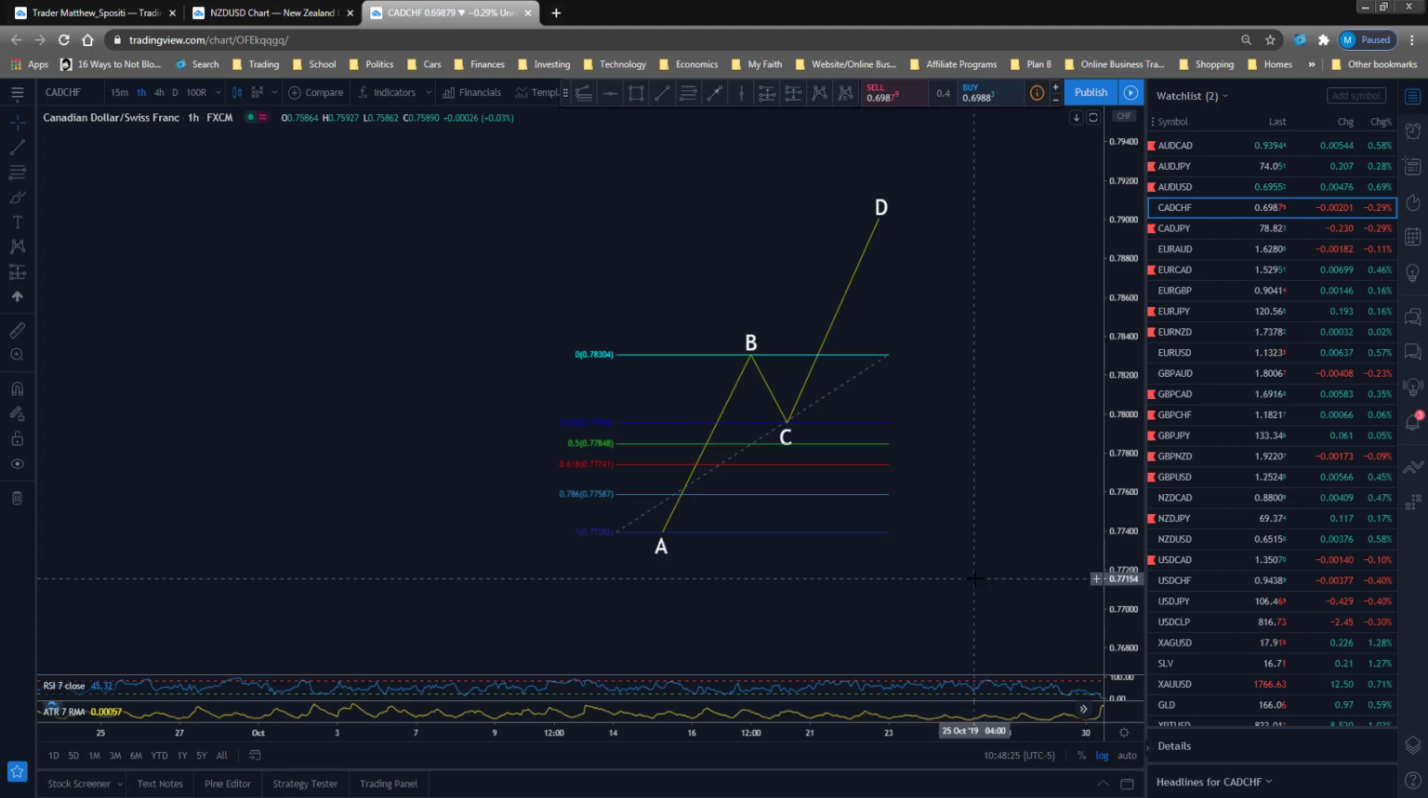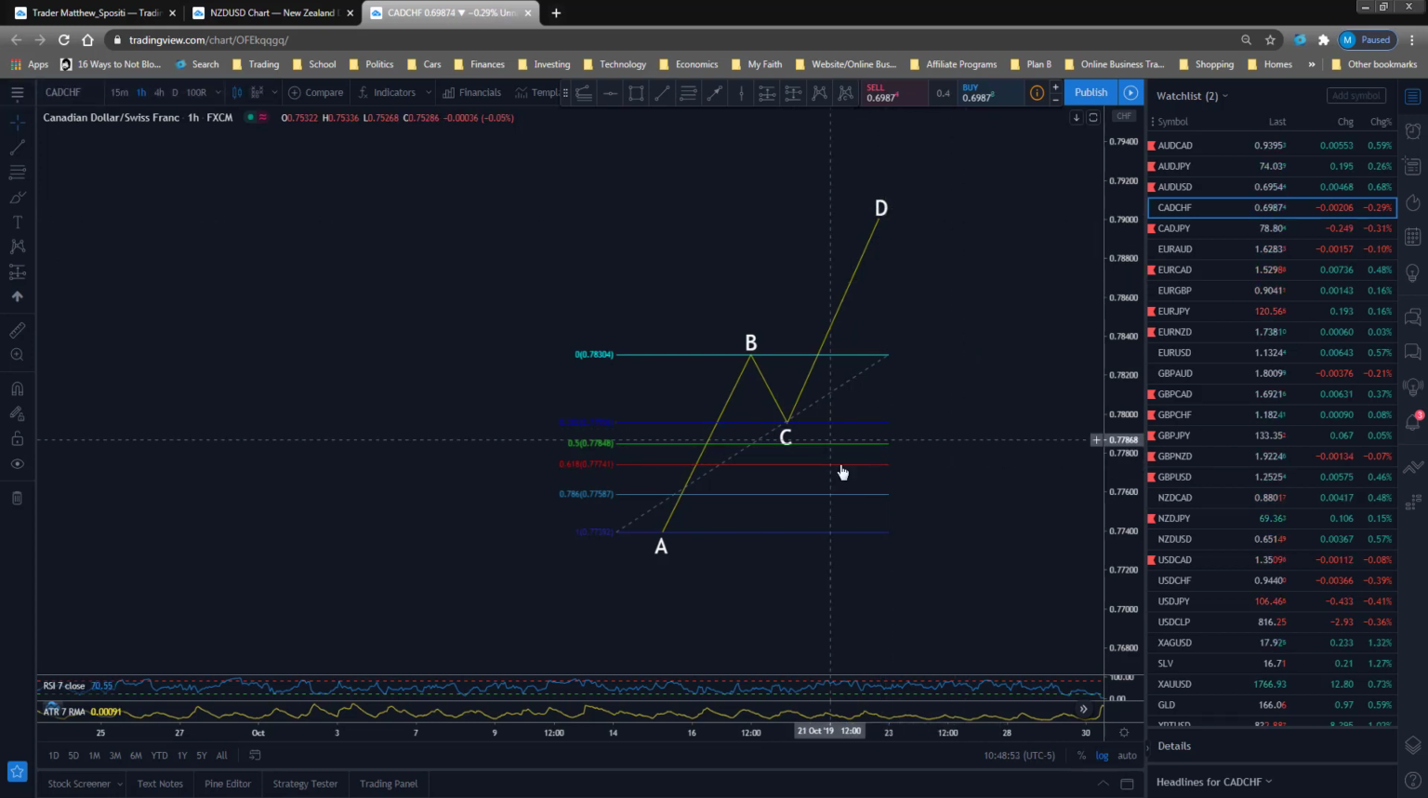So the ABCD pattern is one of the most basic harmonic patterns out there. And what you basically have is an A to B, a B to C back down into a 382. So you have an impulse leg, a retracement into a 382, and then we impulse again into the D. So A to B, B to C, C to D. This is the ABCD pattern, okay?